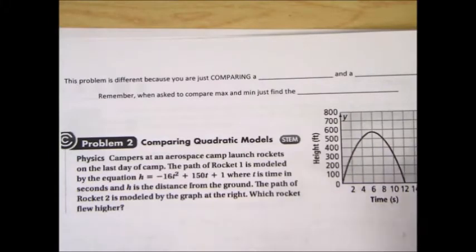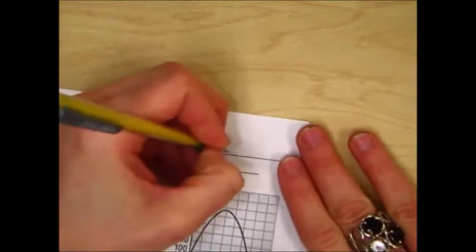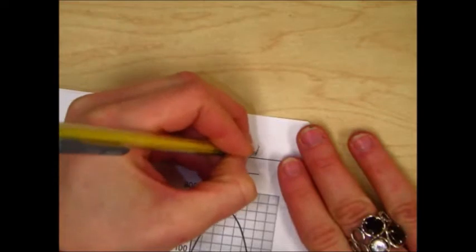As we move on, I promise you this problem will be a little bit easier than the previous ones because you're not going to make an equation. You are just going to be comparing an equation and a graph. So that's going to be nice. We're going to move on, make it a little more simple.